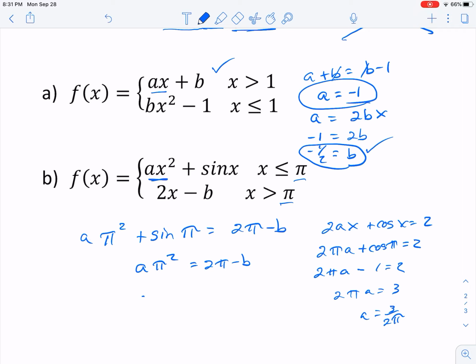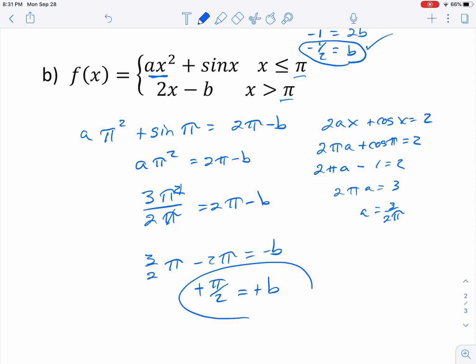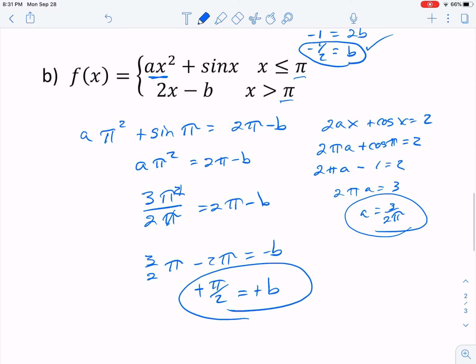All right, so now I have 3 pi squared over 2 pi equals 2 pi minus b. This crosses out, so I have 3/2 pi minus 2 pi equals -b. So that's -pi over 2 equals -b. So b is pi over 2. What did we say a was equal to? 3 over 2 pi.